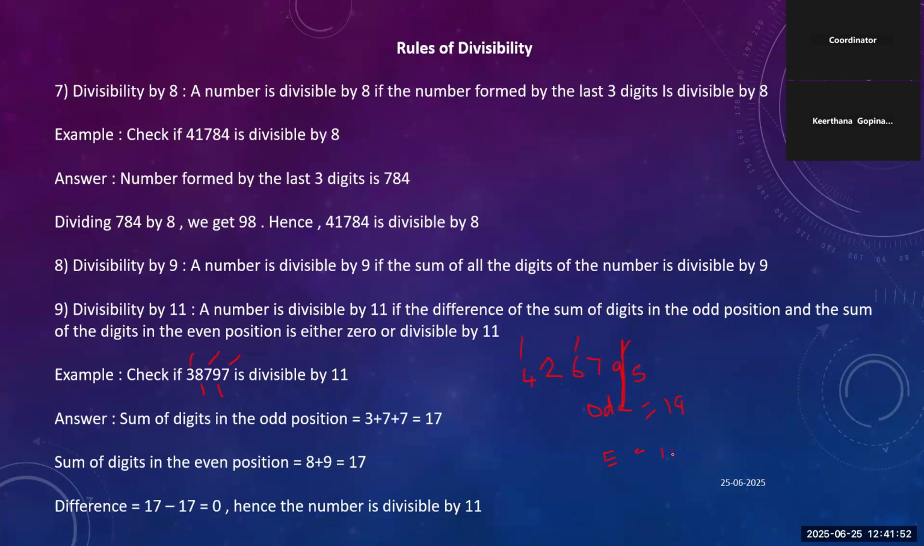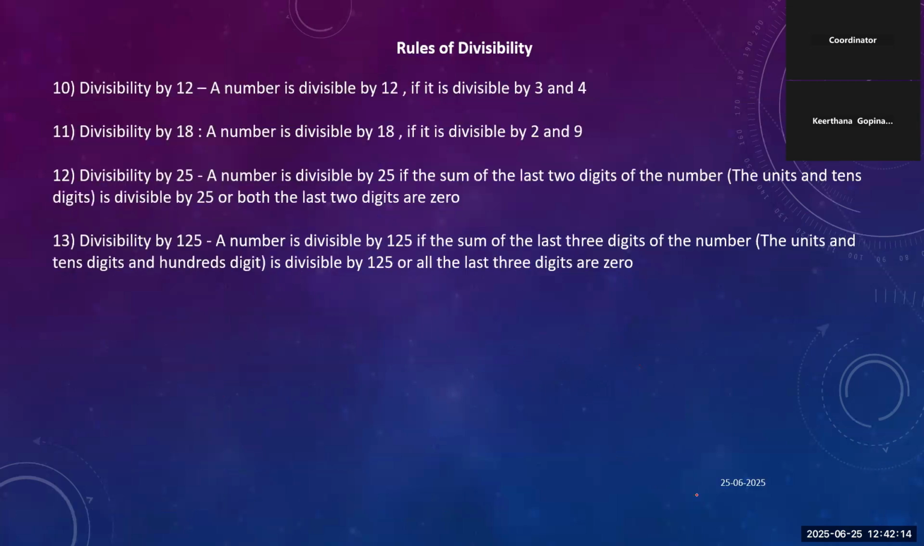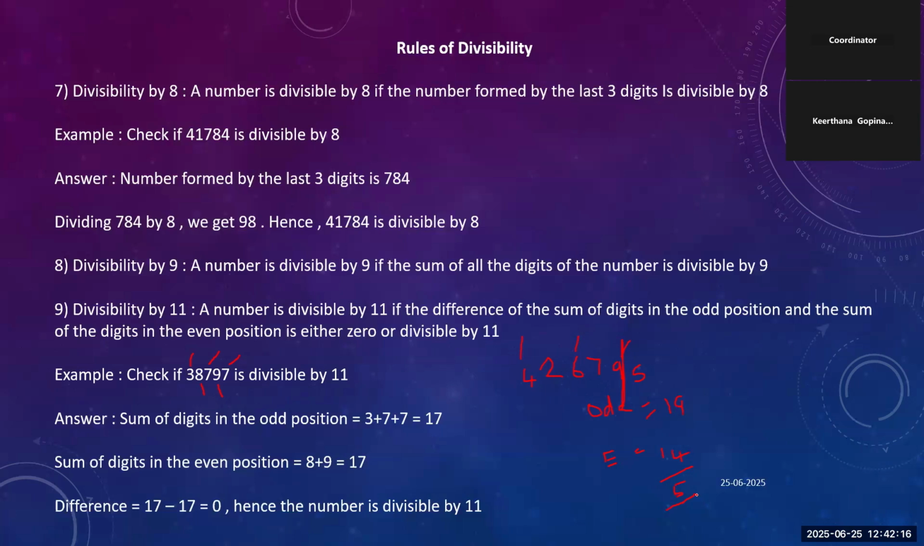Now we look at this. What is the difference here? 5. 5 is not divisible by 11, correct? Then this number is not divisible by 11. It should be either 0 or the difference should be divisible by 11. Then it is divisible by 11. So if we get 11, 22, 33, 44, 55, like that, then it is divisible by 11.